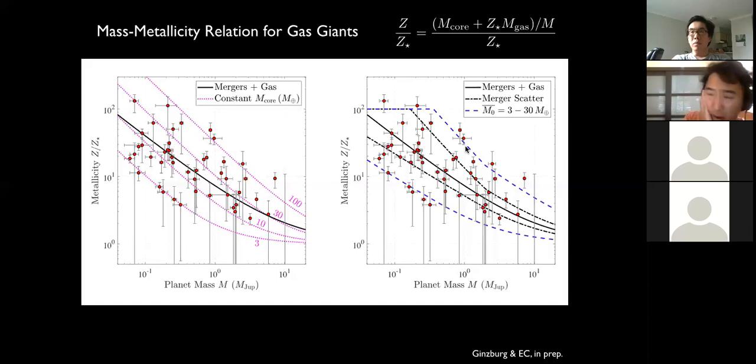Yeah. Eugene, as the planet is growing in mass, your metallicity is dropping down. The slope of this relationship, you said it's easy to explain. Is it easy to see? Is it sort of the relative scaling between mergers and accretion? Yeah, it is. I still don't have a great, well, anyway, this is what we have so far.